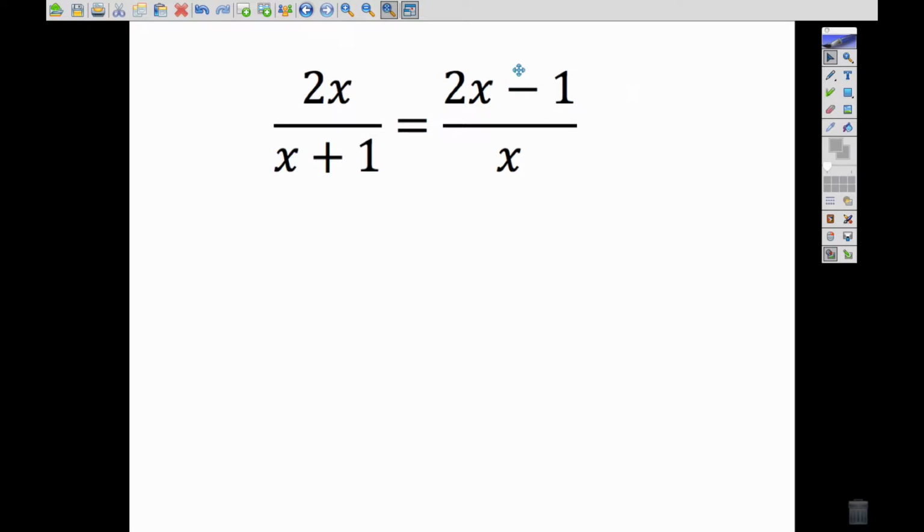Sometimes on one side of the equation you'll have a fraction and it'll say plus some other fraction. Then you need to put those together. But in this case, we just have a single fraction is equal to a single fraction. So we can use cross products to solve this equation.